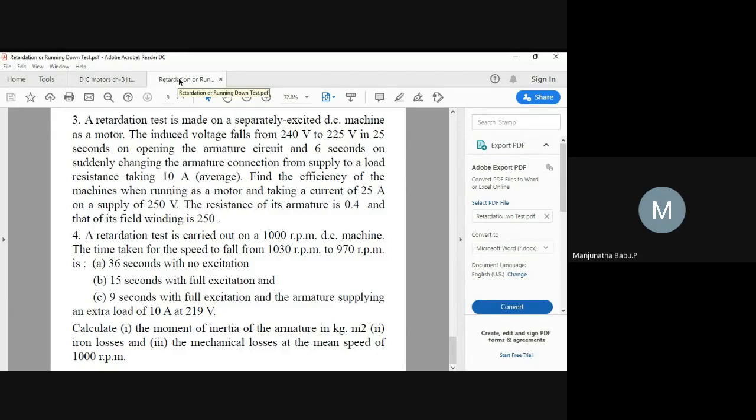Done? Any doubts? Now we have to find the mechanical loss and iron loss. Equation 1 is the mechanical loss. Equation 2 gives the total stray loss. So now divide equation 1 by equation 2, that is Wm by Ws. We know the value of I, so you substitute in equation 1 and you can get the mechanical loss.